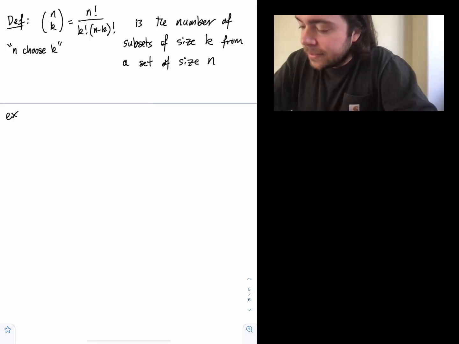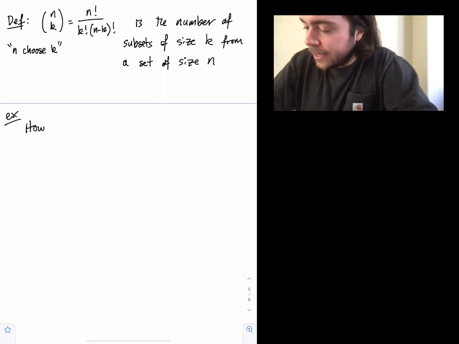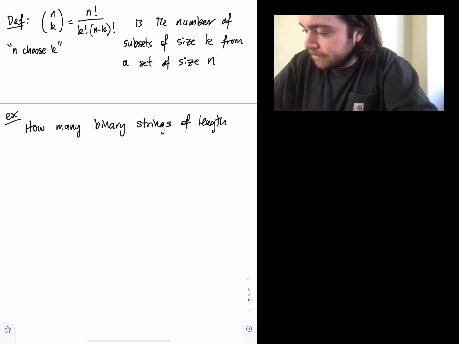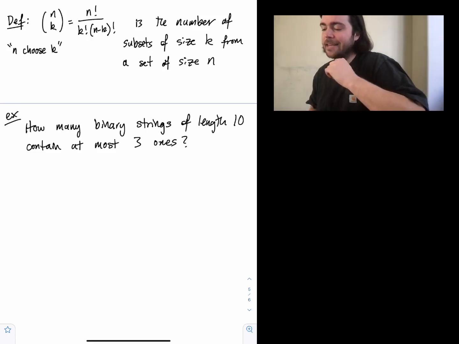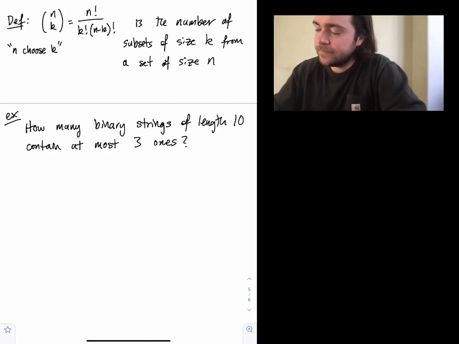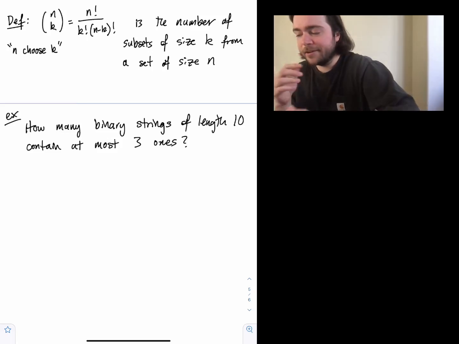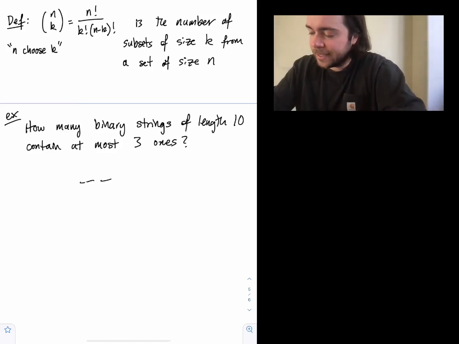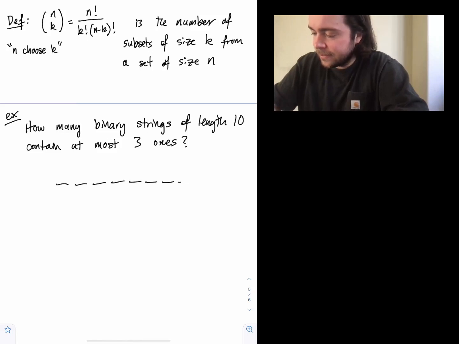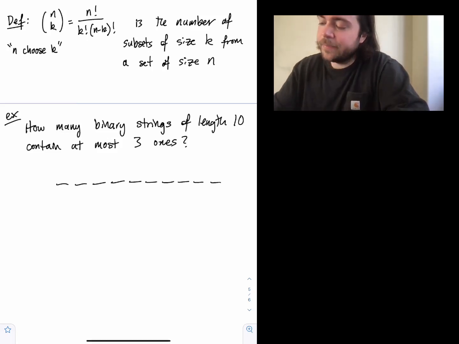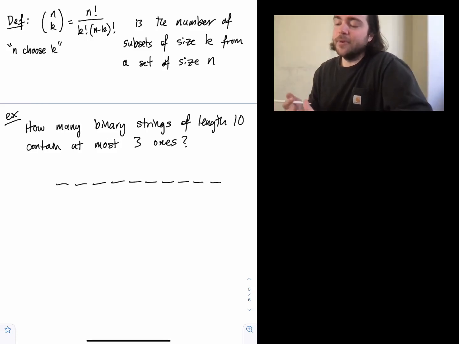All right, so let's do an example. How many binary strings of length 10 contain at most 3 ones? Okay, how many binary strings of length 10 contain at most 3 ones? So we have 10 slots here, and this would be a binary string. A binary string is just a string of zeros and ones, binary digits.